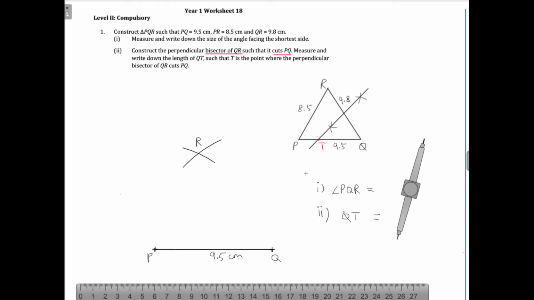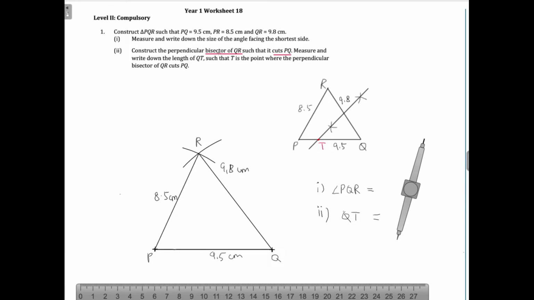Now we can use the ruler to join R to P and to Q. QR is 9.8 cm and PR is 8.5 cm.